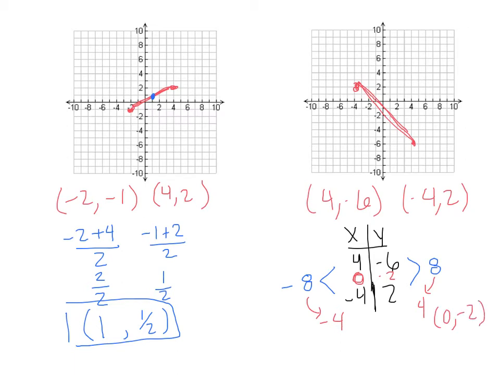If I look at that up on my graph, I have 0, negative 2, and if I would have drawn a nice, pretty segment, that would have worked out really nicely. So again, these are two methods to find the midpoint of a segment.